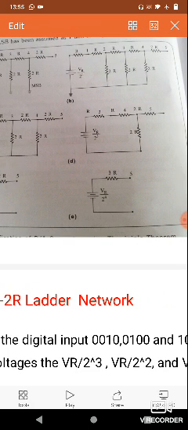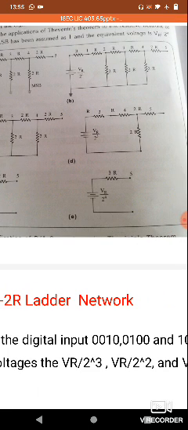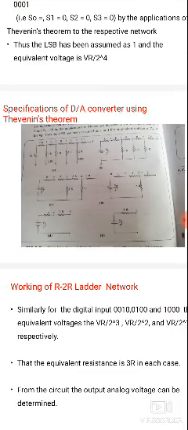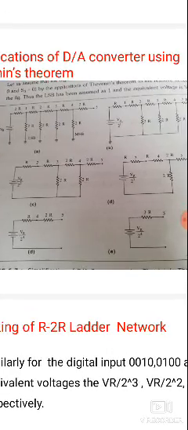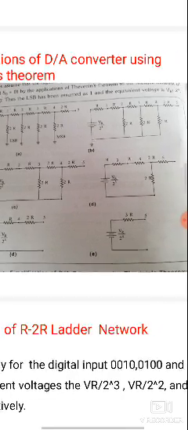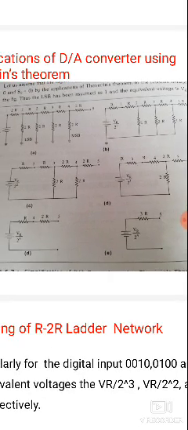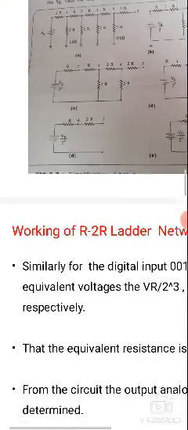Next, VR by 2 cube is the case where the S1 switch is connected, so the equivalent voltage is VR by 2 cube. Next, these are the R and 2R resistor combinations. Here the 2 square is the case where the S2 switch is connected.